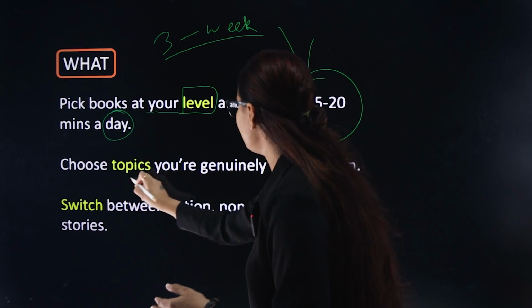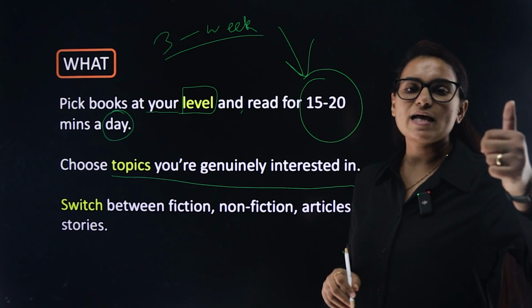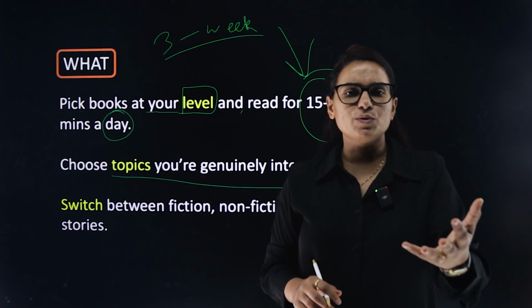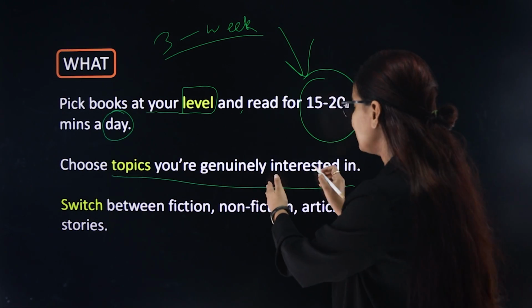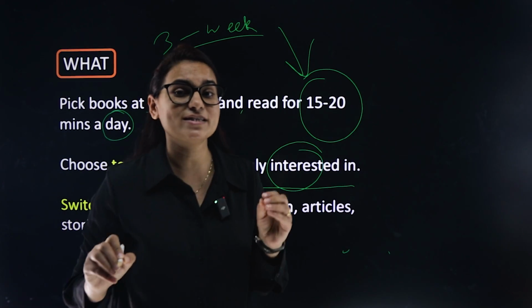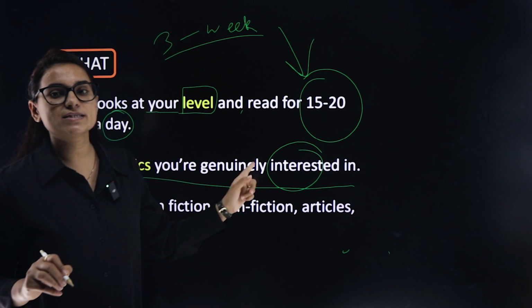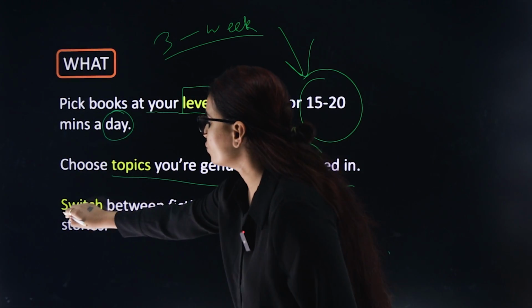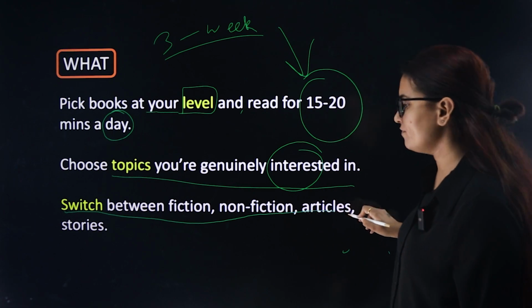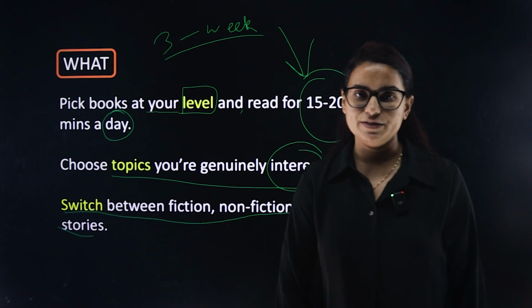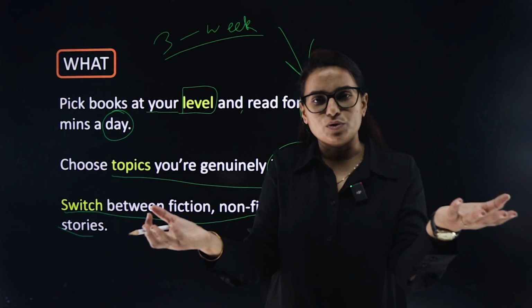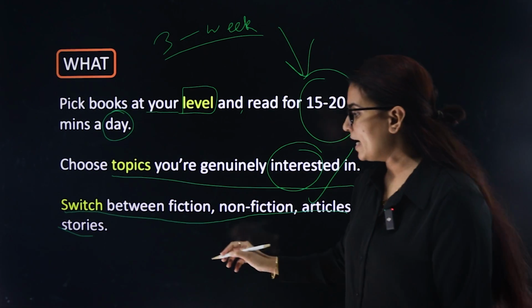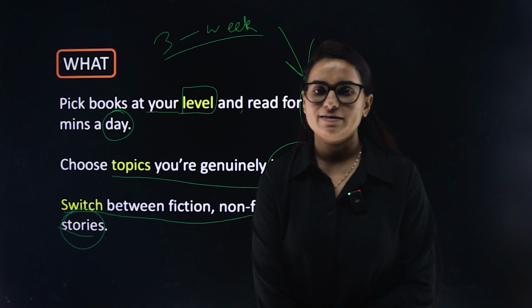Now, choose topics you are genuinely interested in: science, sports, cooking, investment, self-help books, novels, anything that you are genuinely interested in. You should only pick such books. And finally, and most importantly, switch between fiction, non-fiction, articles and stories. Don't always read books. Sometimes you can read articles found in newspapers and you can read short stories.